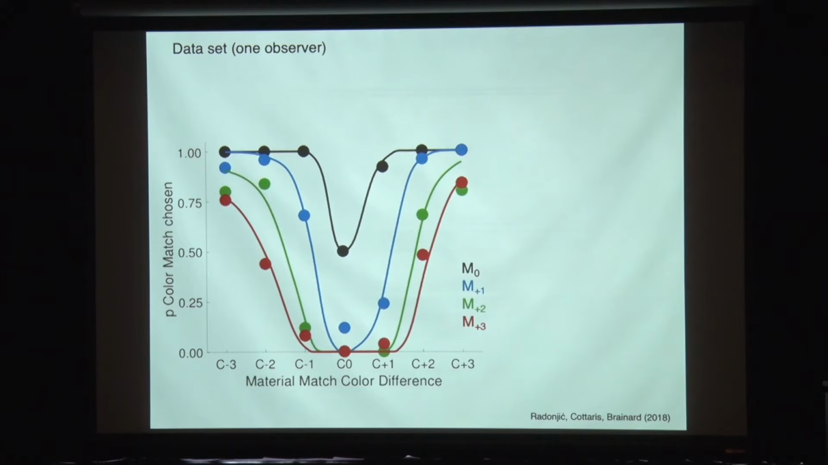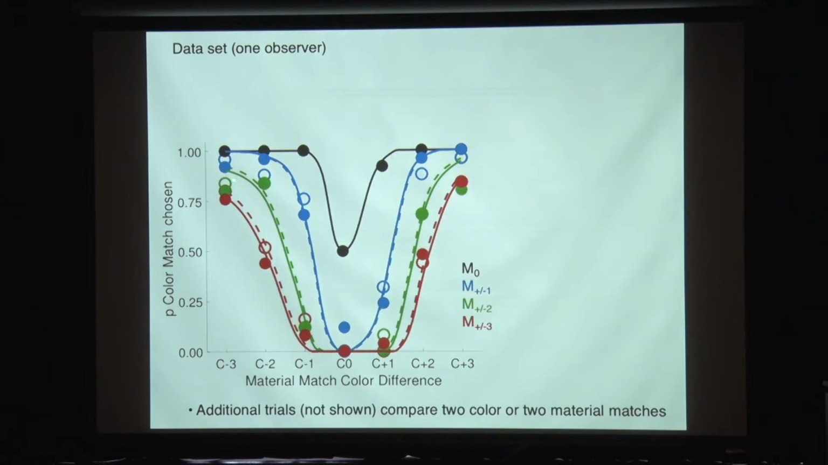We can then fill in several more cases. So I showed you the black data, and I showed you the red data. Now we reduce the material step of the color match, and the data systematically move from the red curve to the black curve. The curves now here are the fit of a model I'll tell you about a little later, just to make clearer the relationships between the points. And this is a fairly complete data set, although we also have the material steps going in the other direction. And so now we have essentially the full data from one subject.